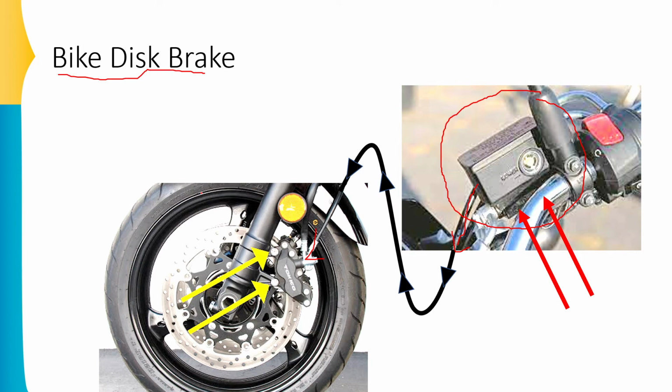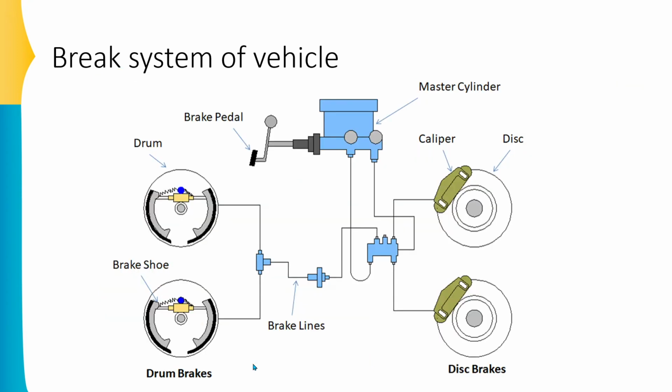So basically we are using the fluid power system over here. That means we are transmitting power using liquid, which is oil in this specific case, from our brake to this disc area. This is how the disc brake works, and it is one of the major functions of the hydraulic power transmitting system.